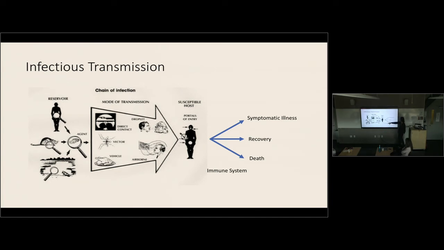And then based on the host's immune system, they'll either get symptomatic or they will recover from it or be asymptomatic or they could die from it, depending on their immune system, right? And then that also modulates whether or not they become a reservoir or give it to other people. If their immune system's not working, they have an infection for a long time, they're viremic, then they're more likely to spread it than if their immune system was super good.